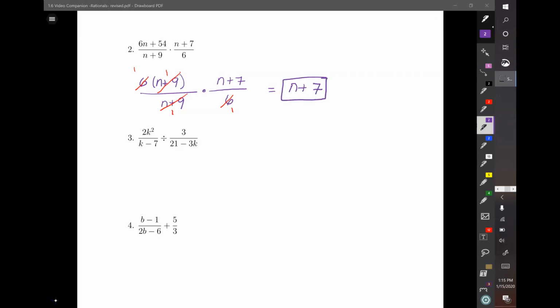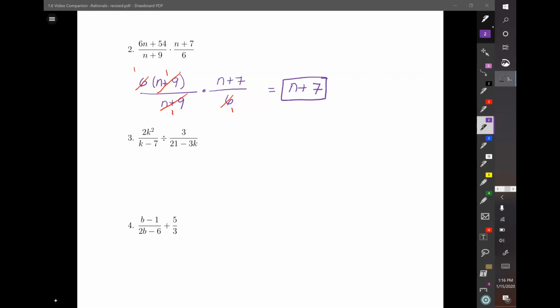Number 3 reads 2k squared divided by quantity k minus 7. And then that's one fraction. Then there's a division symbol. The second fraction is 3 over quantity 21 minus 3k.